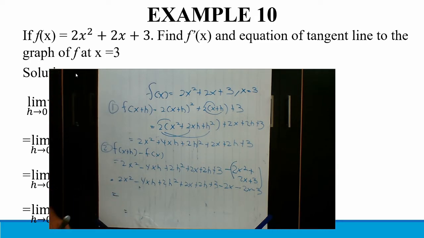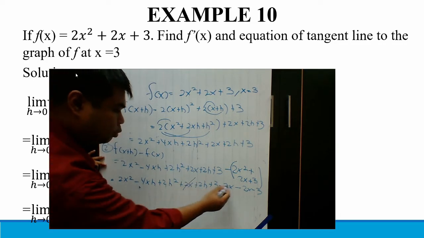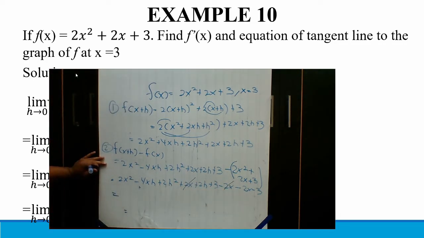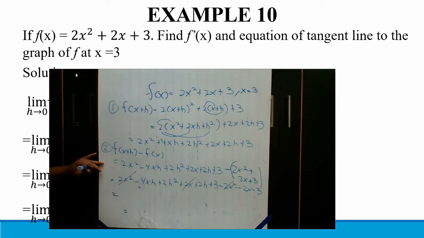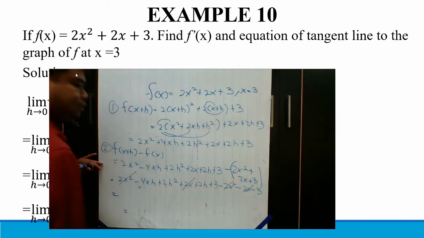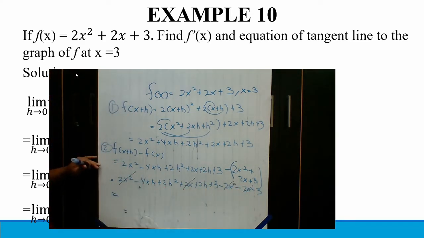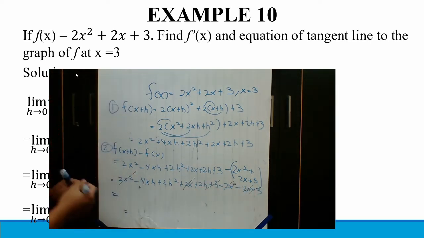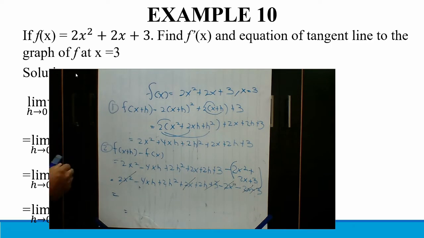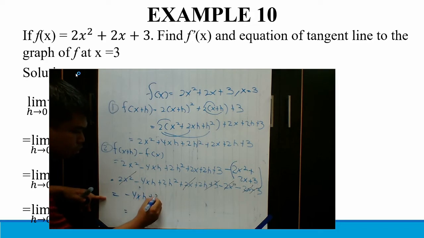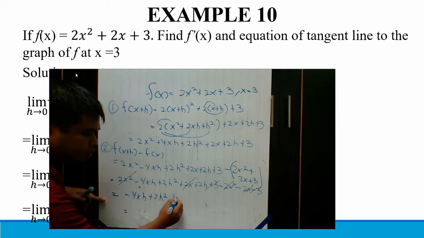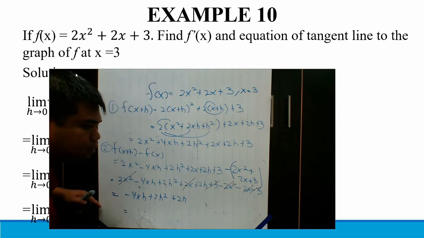For this one you can see that 2x squared and 2x squared cancel, 2x and 2x cancel, 3 and 3 cancel. So it will be 4xh plus 2h squared plus 2h.